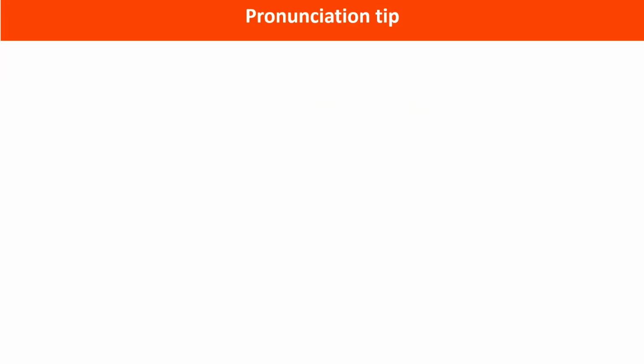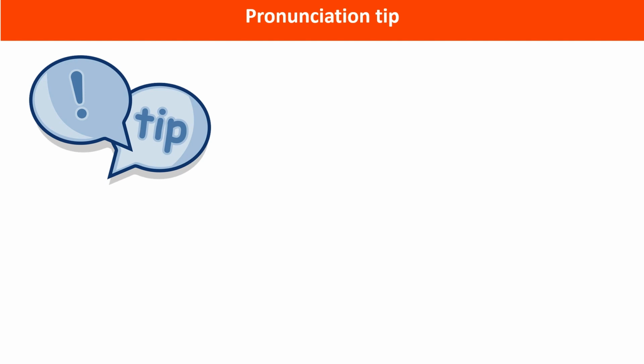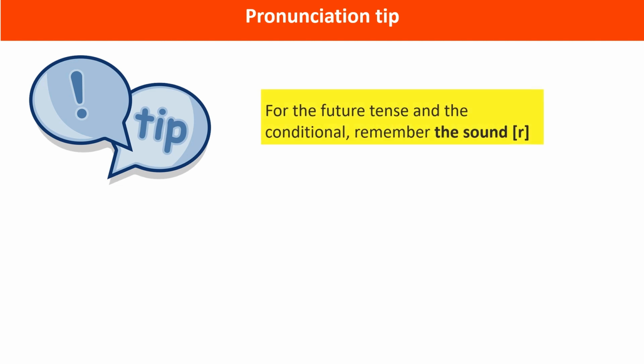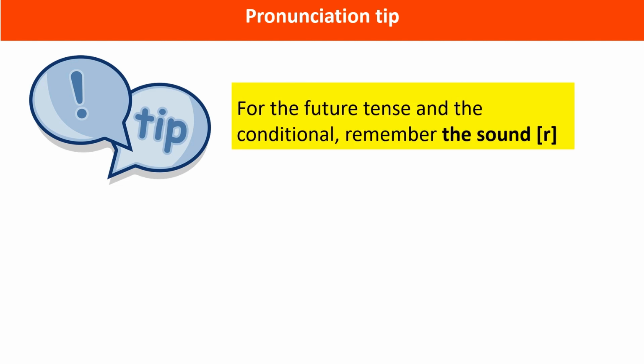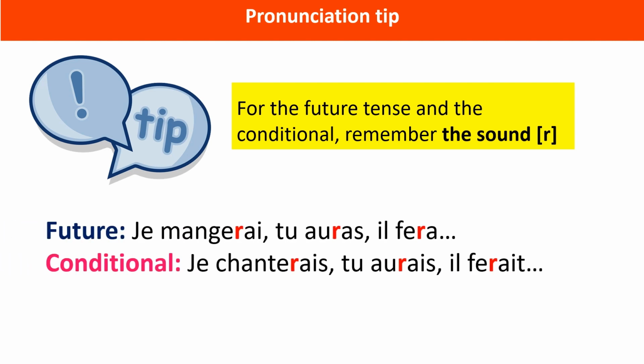To finish, a little tip for you regarding pronunciation. Try to remember that when you're using the future tense or the conditional tense, you should hear the R sound. For example, je mangerai, tu auras, il fera in the future, and in the conditional you'll have je chanterais, tu aurais, il ferait. This R sound is always present in those two tenses.